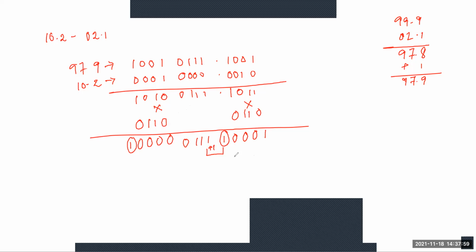So this is 1 plus 1, 0, carry 1, this is 1 plus 1, also 0, 1, and this is 40.